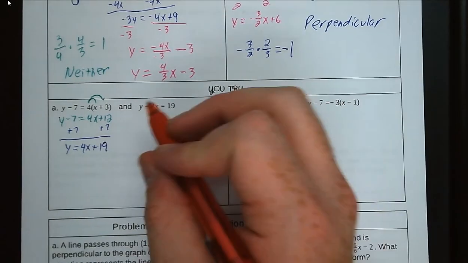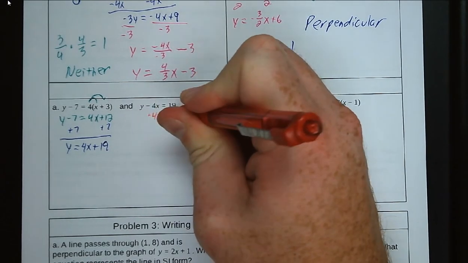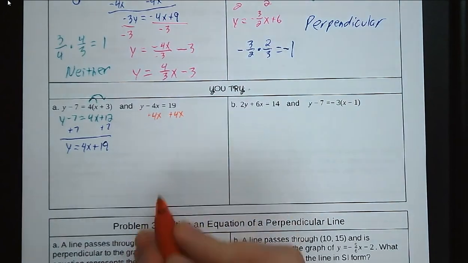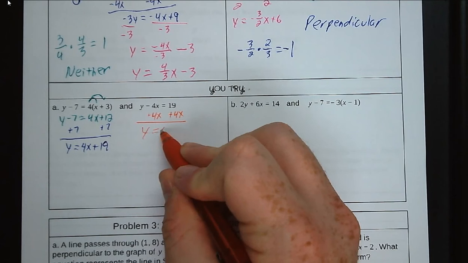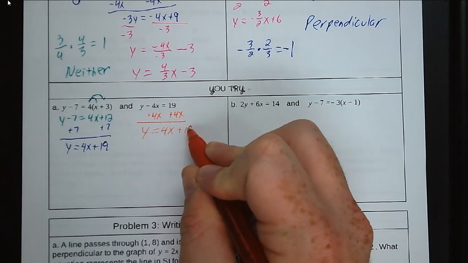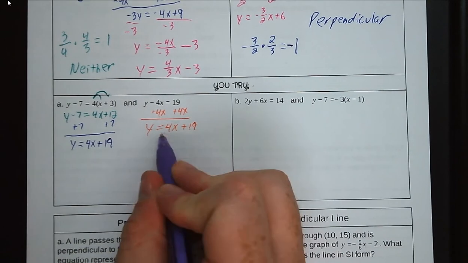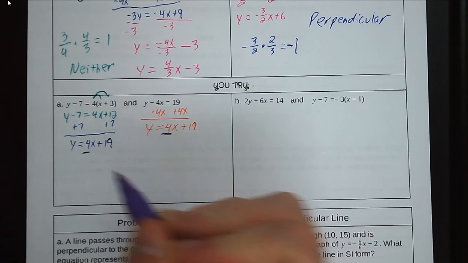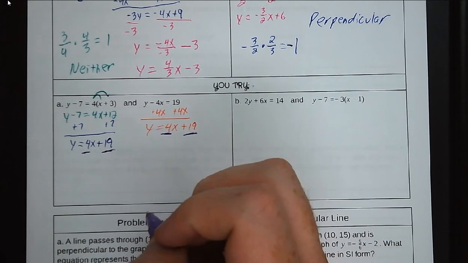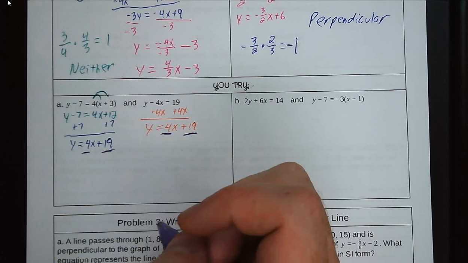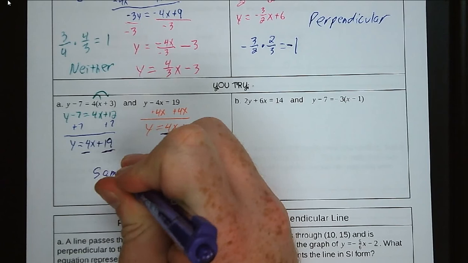Y minus 4x equals 19, so we can add 4x to both sides. And we are left with y is equal to 4x plus 19. So if we look at our slopes, they are the same. Our y-intercepts are the same. So these two equations are the same line.